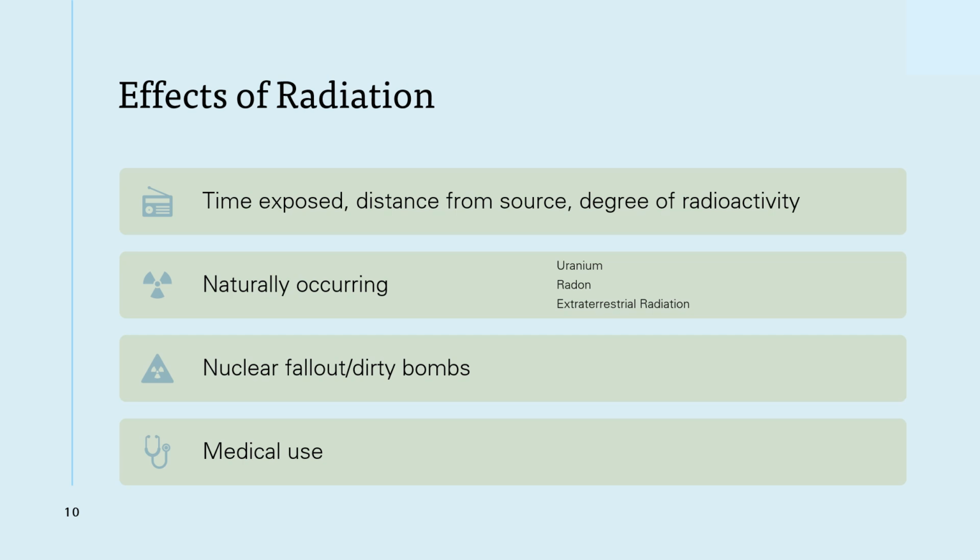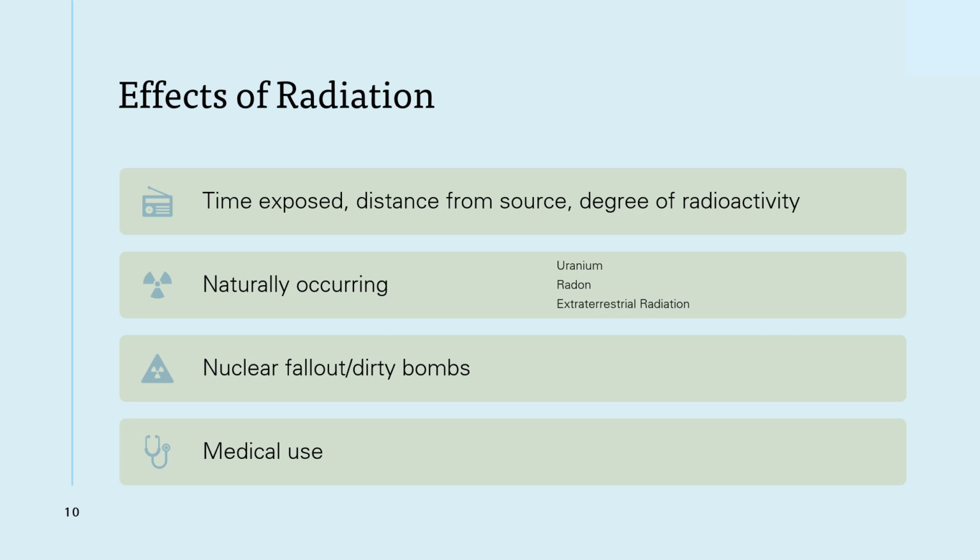When we talk about the effects of radiation, we need to think about the time exposed, distance from source, and the degree of radioactivity, because this will tell us what our health impacts likely are. Naturally occurring forms of radiation include uranium, radon, and extraterrestrial radiation. Again, a reminder that nuclear facilities, including nuclear power plants, always have the potential for fallout and can be used in dirty bombs.